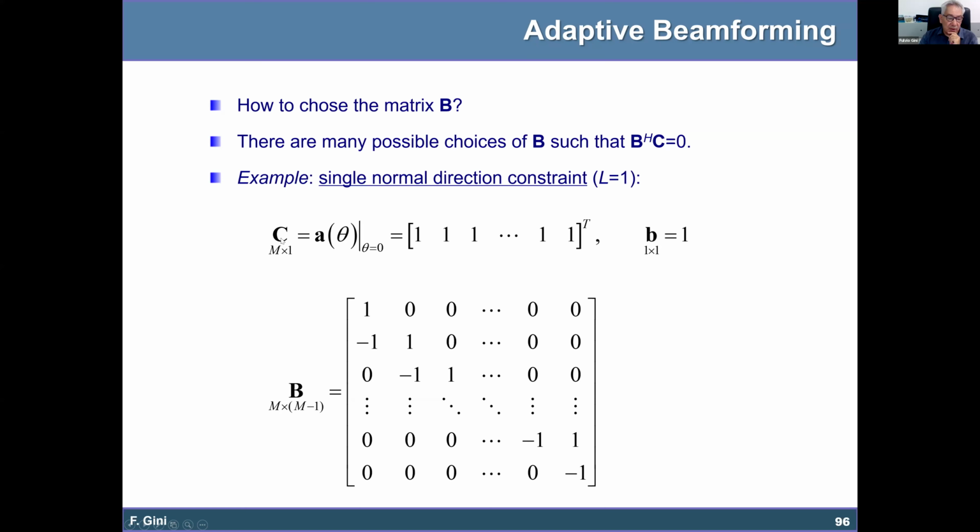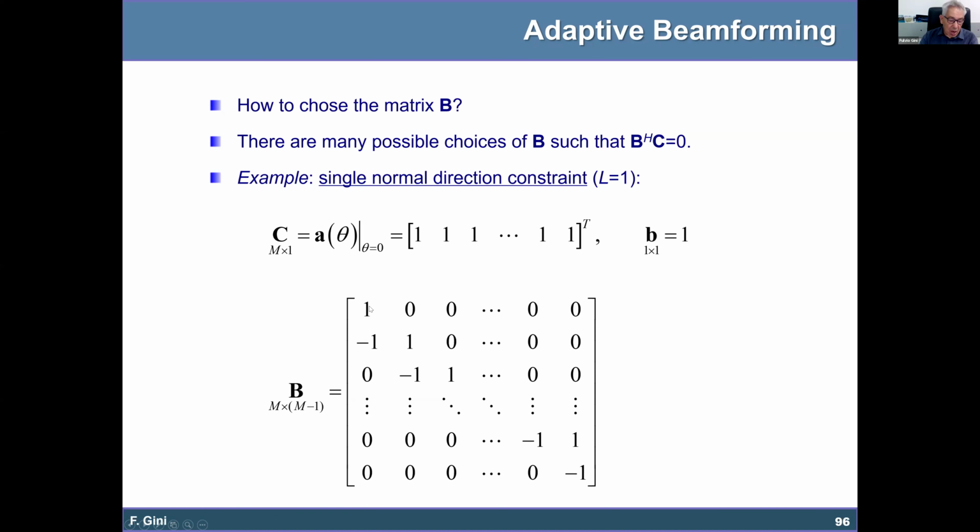So the matrix C becomes a vector because the size is m by L, and in our case L is equal to 1. B is an L-dimensional vector, so it becomes a scalar. So this is the distortionless constraint. And one possibility: the size of the rectangular matrix B is m by m minus 1. And so you can see that one possible way to choose B in such a way that B Hermitian C is equal to 0 is this one.